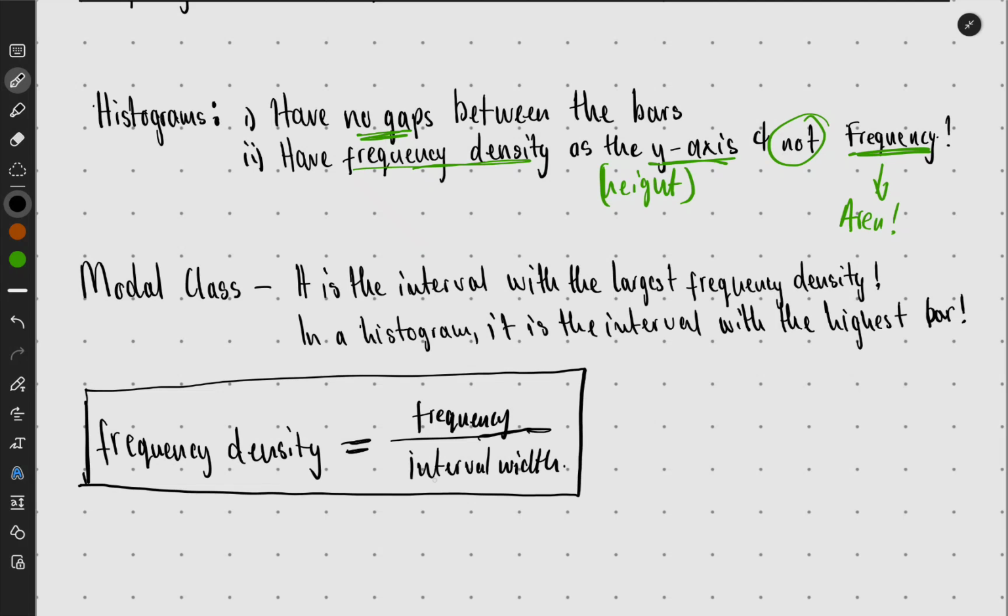If you want frequency, you just take interval width to the other side. It will be frequency density times interval width. And that's like the area, length times width, isn't it? So you then get the area, that is your frequency. Okay, that's how we're going to get frequency.